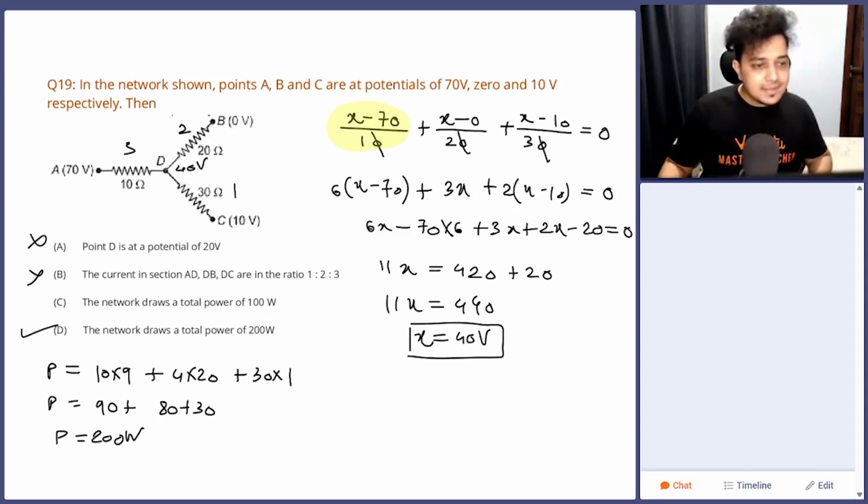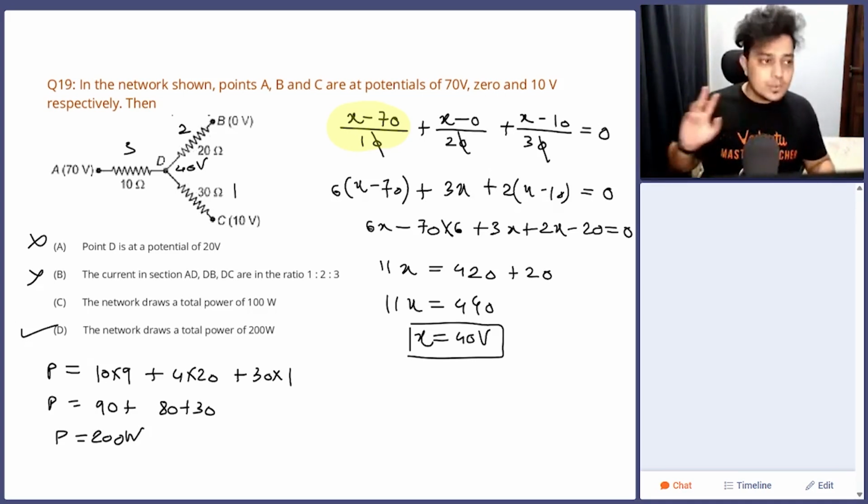If D is correct answer, then C cannot be the correct answer. Both of them are describing the same thing. So D is the correct answer. Total power consumed is 200 watt.